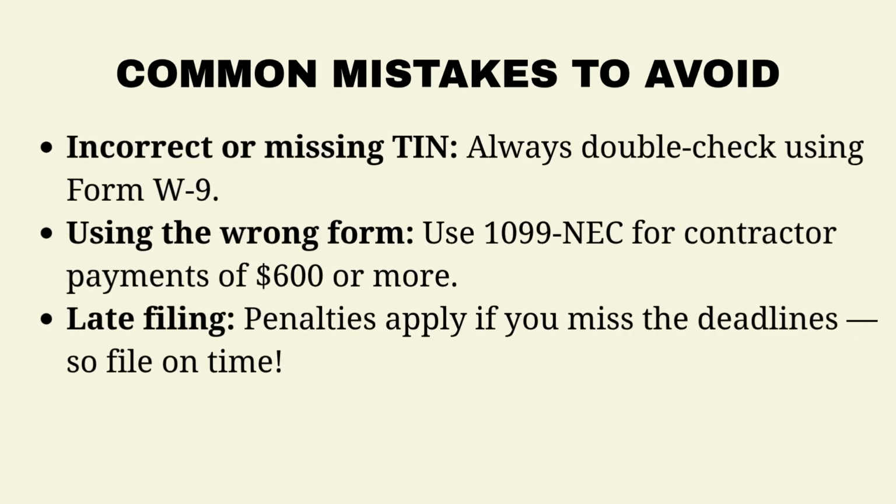Common mistakes to avoid. Incorrect or missing TIN. Always double-check using Form W-9. Using the wrong form. Use 1099-NEC for contractor payments of $600 or more. Late filing. Penalties apply if you miss the deadlines, so file on time.